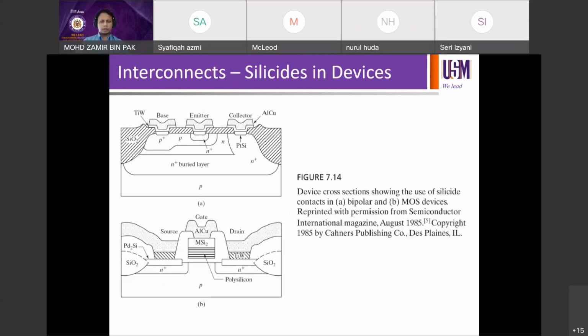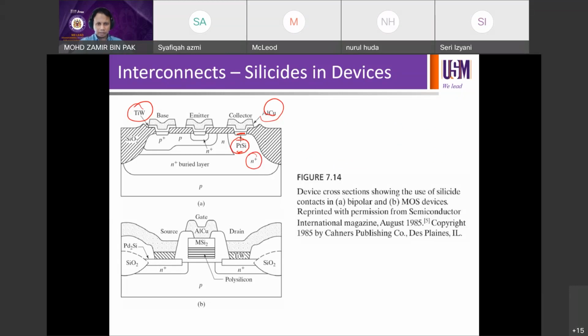Alright. Interconnect silicides in devices. This is more complicated. In this case you have AlCu, titanium tungsten alloy, and then you have your silicide here, right? Platinum silicide, PtSi. So that's where it is. It sits below the contact, between the collector and the buried layer N+.